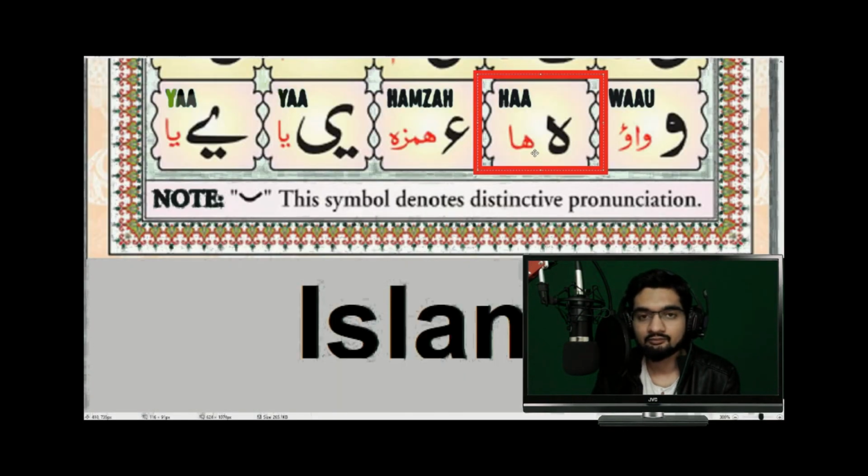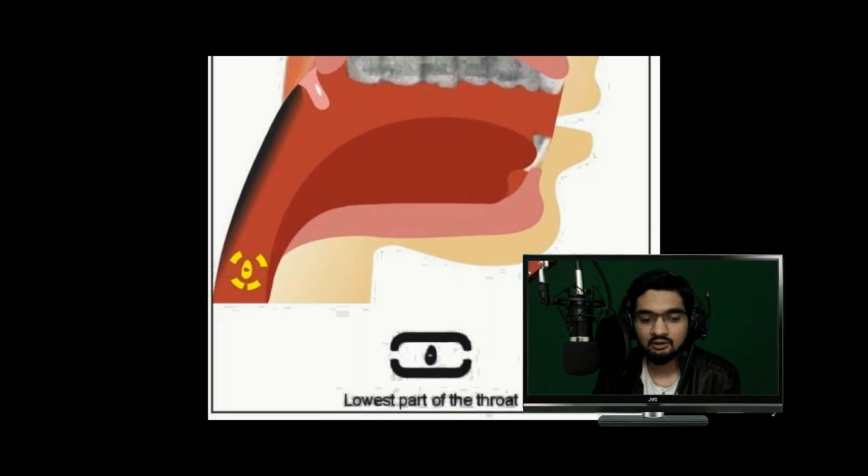Ha. Ha is pronounced from the lowest part of our throat. Ha. And also you can say it is pronounced from the chest.